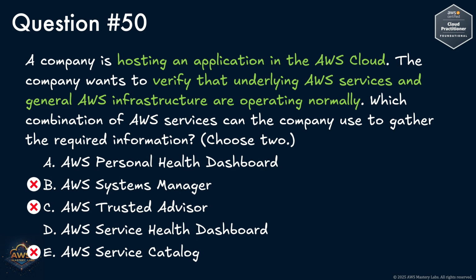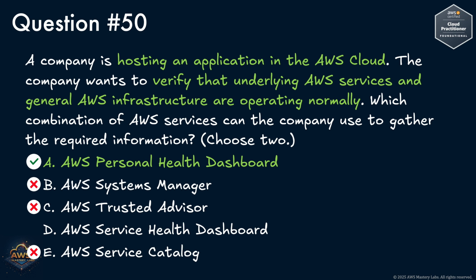Option E, AWS Service Catalog. AWS Service Catalog enables organizations to manage approved IT service offerings. It's useful for standardizing deployments, but it has no role in monitoring or reporting on AWS infrastructure health or service performance. Incorrect because it manages internal service templates, not AWS infrastructure health.